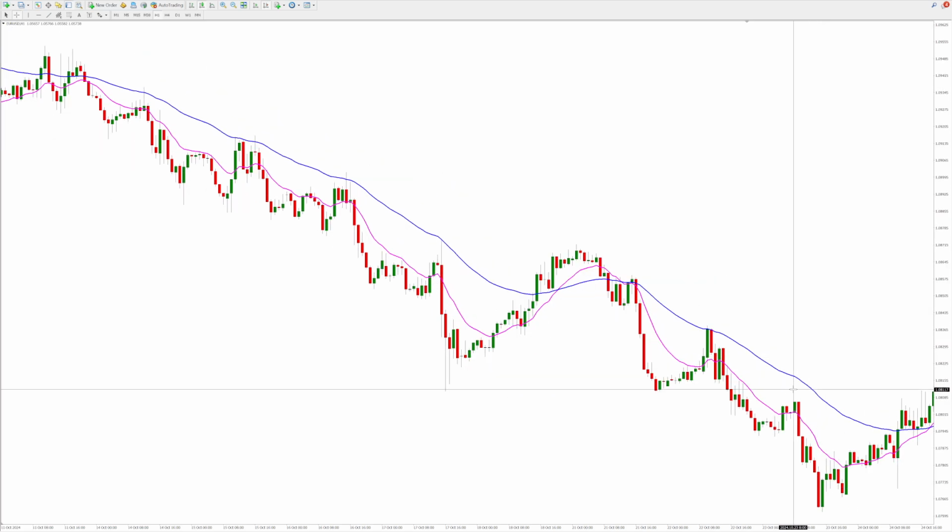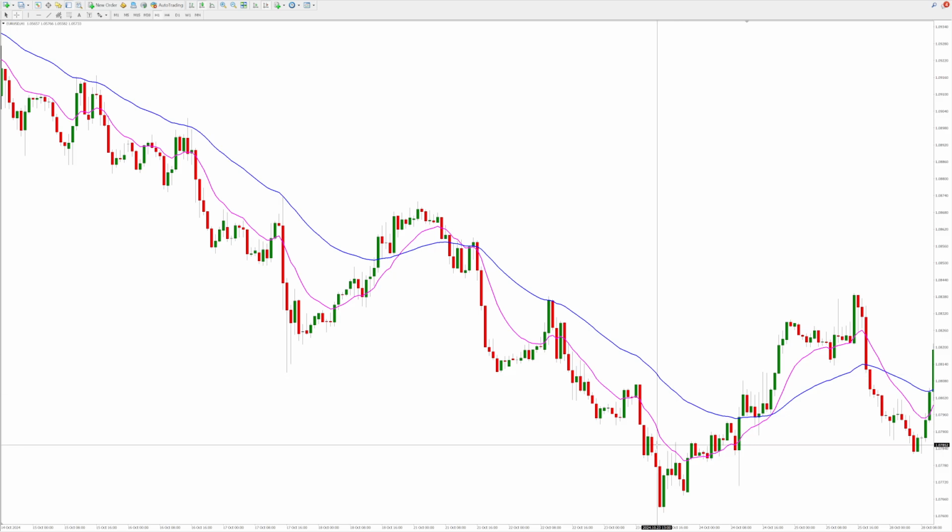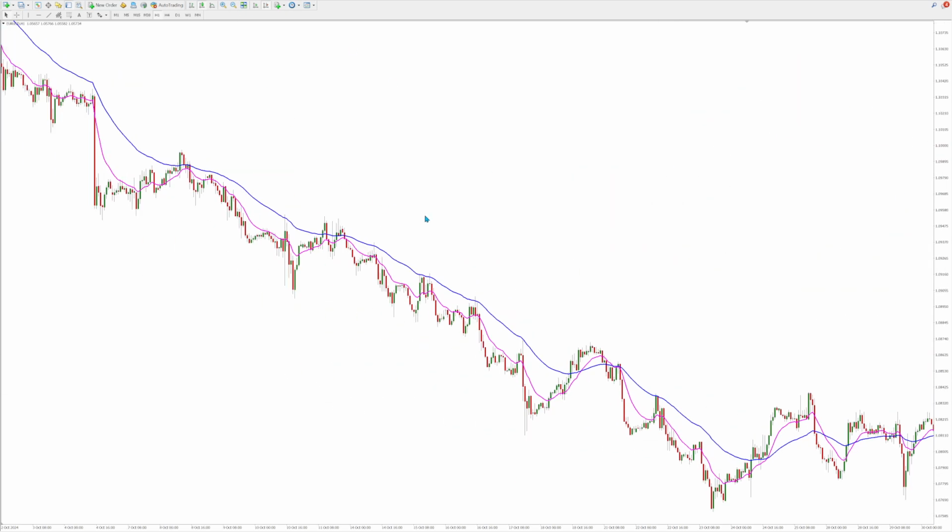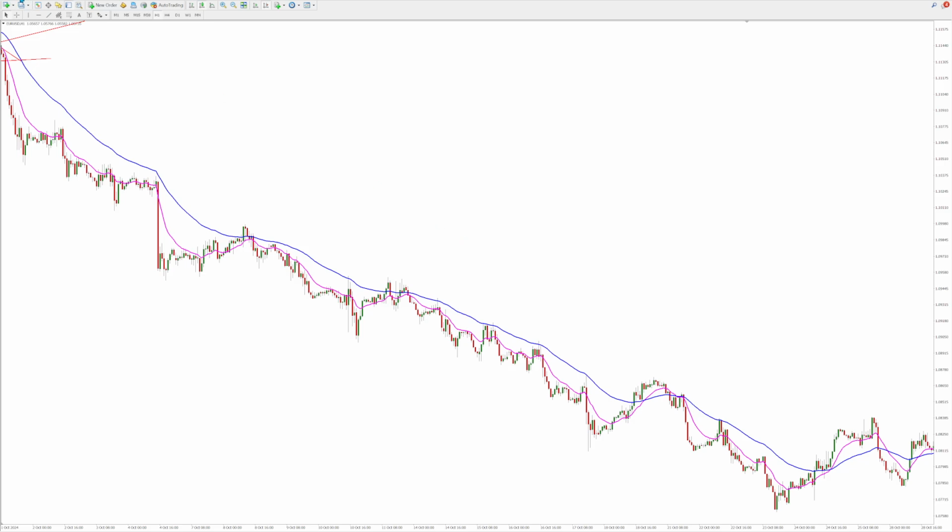I'm going to keep going. Basically, trail it as much as we can. Okay, so if price turned around and took us out here somewhere, we've still got over 300 pips.